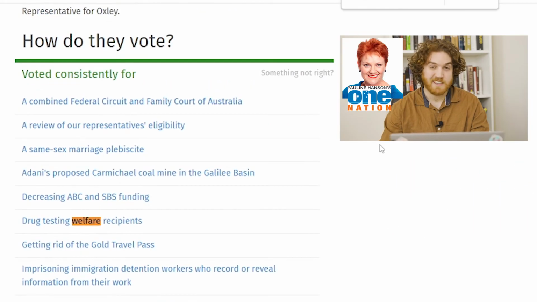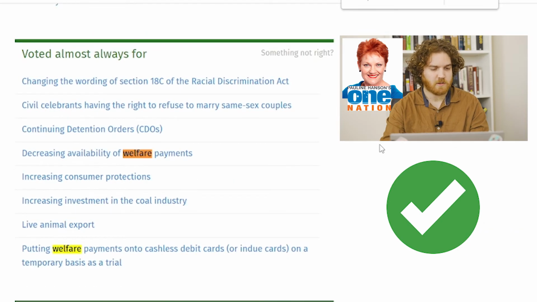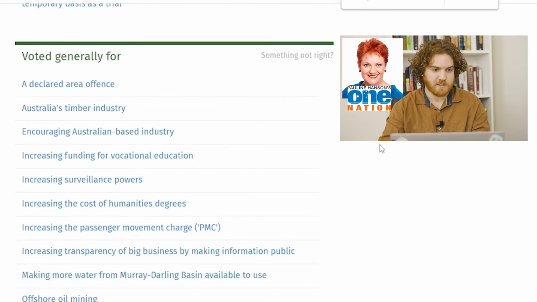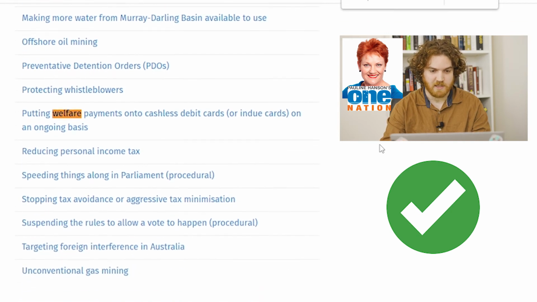Pauline Hanson has voted consistently for drug testing welfare recipients. She has voted almost always for decreasing availability of welfare payments and putting welfare payments onto cashless debit cards or income cards on a temporary basis as a trial. Whereas she voted generally for putting them onto cashless debit cards for an ongoing basis.